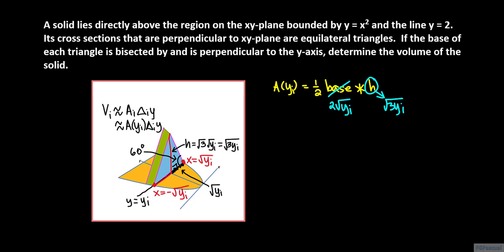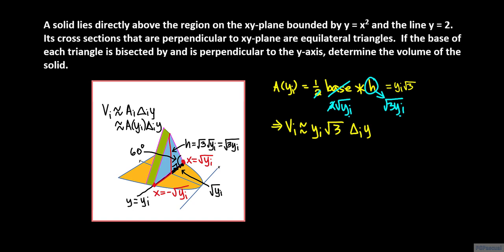We simplify A of y sub i by cancelling out 1/2 and 2. The square root of y sub i times the square root of y sub i is y sub i. And so A of y sub i is equal to y sub i times the square root of 3. Therefore, V sub i is approximately equal to y sub i times the square root of 3 times delta sub i y.